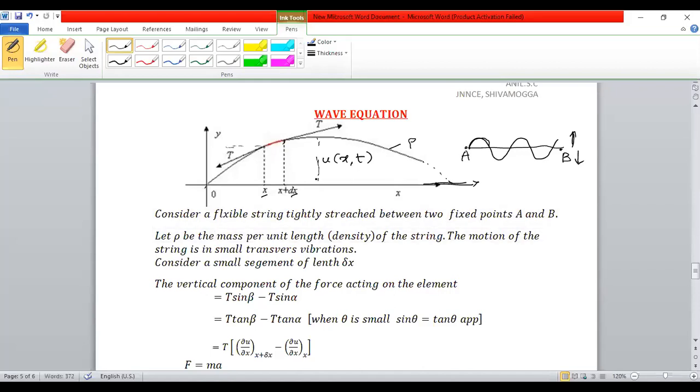When the string is stretched like this, there will be a tension acting on the string. At this point, the tension will be in this direction. This is the tension at x plus delta x, and this is the tension at x. If I draw a perpendicular from the y-axis to this point, there will be an angle between this perpendicular and the tension. Let it be alpha. Similarly, I draw a perpendicular like this. There will be an angle between tension and this perpendicular. Let it be beta.